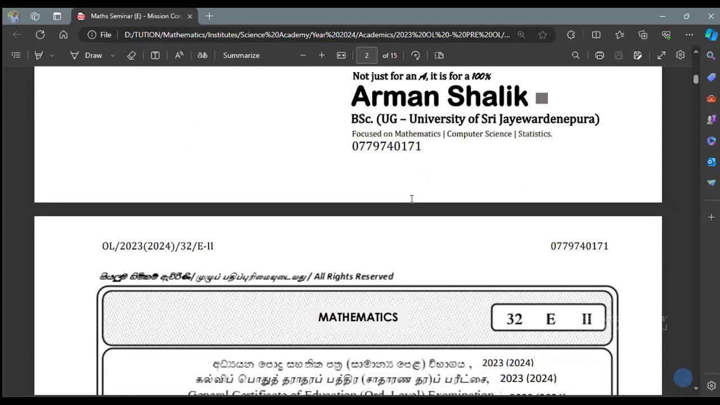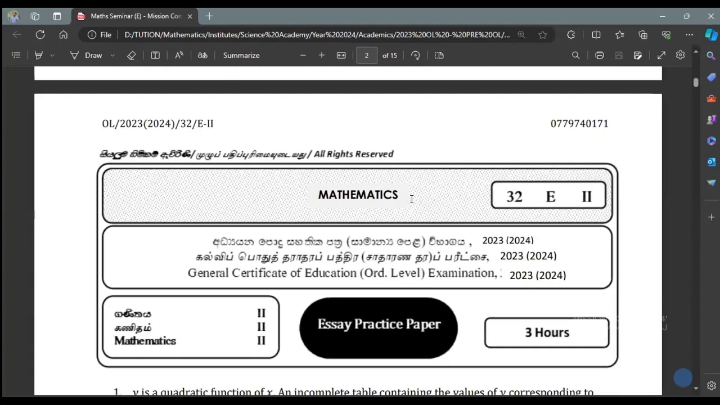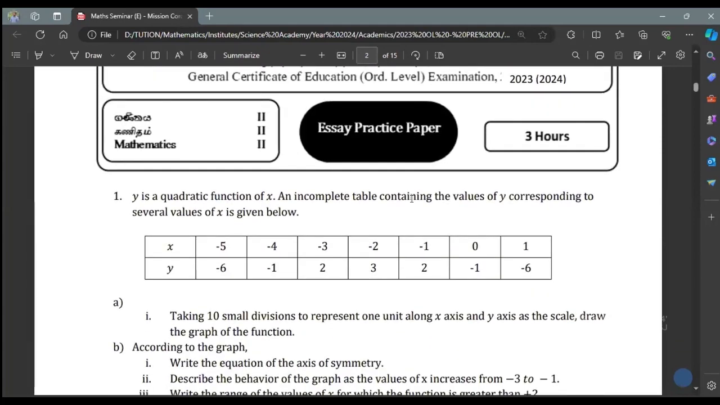I hope everyone received the tute. So we'll start with the essay questions. Essay questions, or the essay paper, is considered the complex part of your syllabus. But the truth is, the essay part is the area where we can easily score.